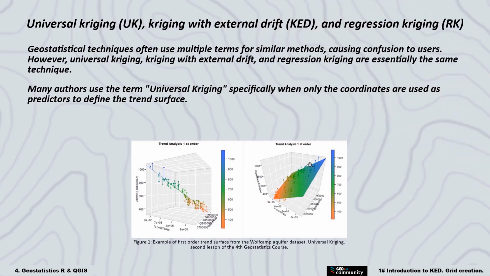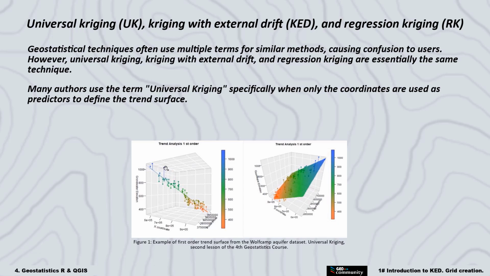What we have here is two different views from the same model. Here we have the X and Y coordinates, and for the Z axis what we have is the groundwater elevation. Then here we have two different types of values. One associated with the trend surface, that is the deterministic model, and the other value is associated with the residuals.